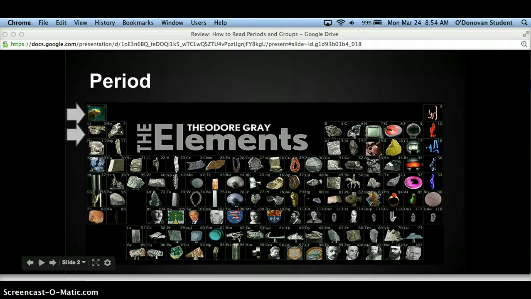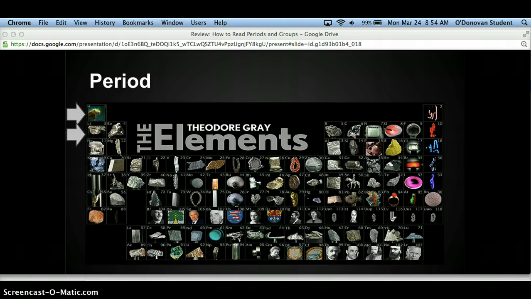Now here's the critical part that you might not have understood. The period will also tell you how many electron shells an element has. For example, hydrogen has only one electron shell. Helium has only one electron shell. Why? Because they're in period 1. Lithium is in period 2, so it has 2 electron shells. So does boron. So does carbon. They all have 2 shells. Then sodium, which is right here, would have 3 shells, and so on. So the period tells you how to read the table from left to right, but it also tells you how many electron shells an element has.